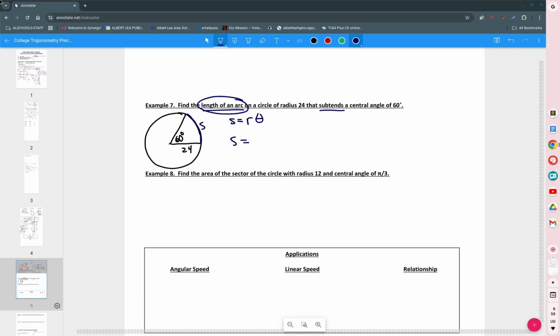S is equal to, the radius is 24. And now here's the catch. For theta, you don't plug in 60. In order to use this formula, you must be working in radians. So let's quickly do the conversion. 60 is pi over 3. 24 times pi over 3 is going to be 8 pi.